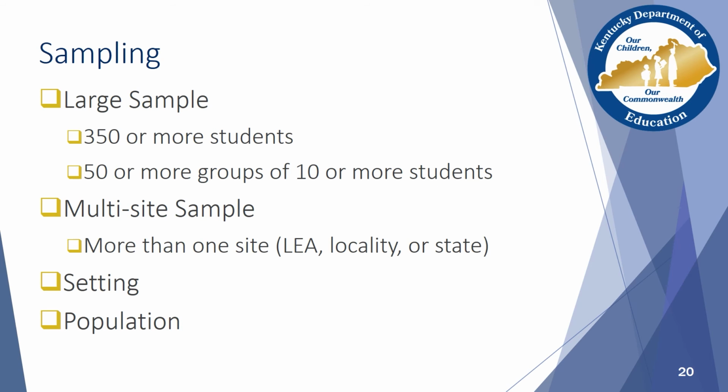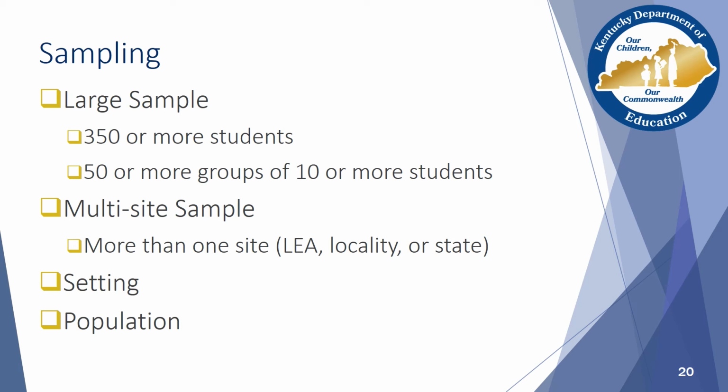First, let's consider the sampling process. The analytic sample is the sample on which an analysis is based. The sampling process includes the population, setting, and sample size used in a given study. Generally speaking, the larger and more diverse a study is, the more reliable the results are likely to be.